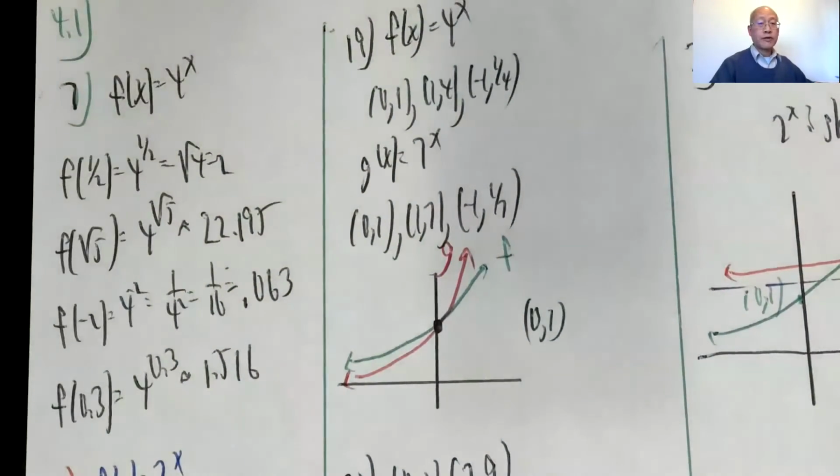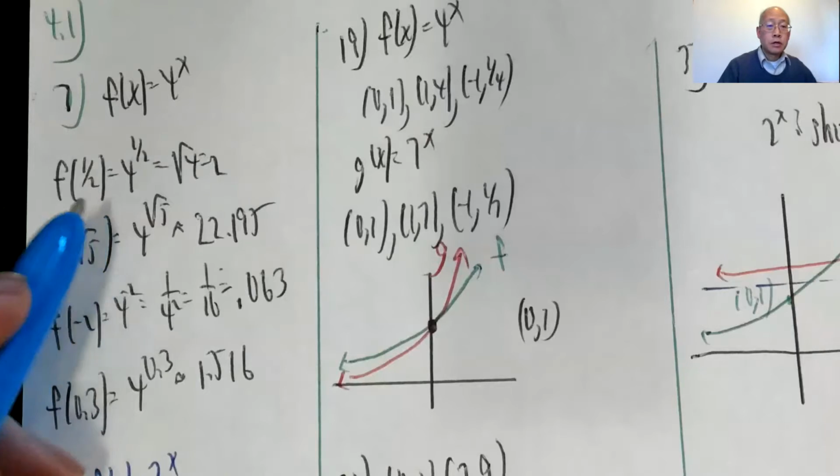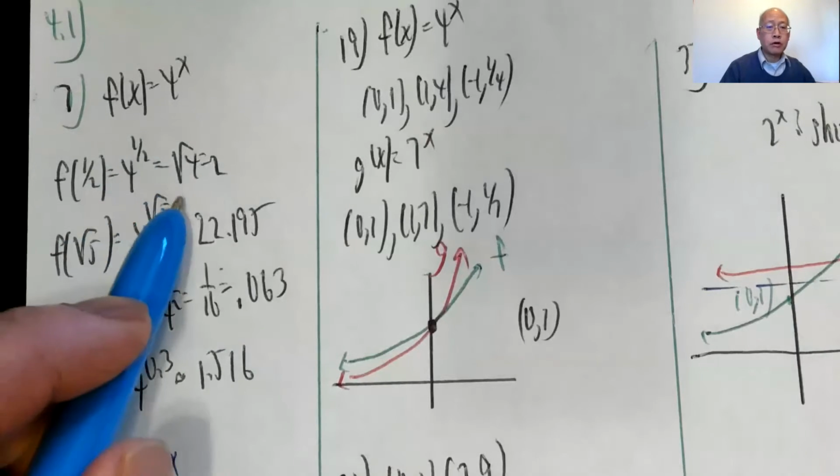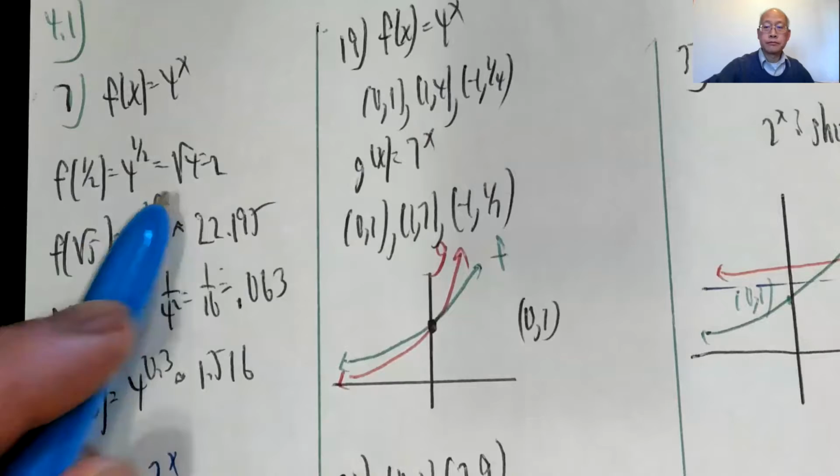Problem number 7, f of x is 4 to the x. F of 1/2 is 4 to the 1/2. That means square root of 4. Raising something to the 1/2 power means square root. And square root of 4 is 2.